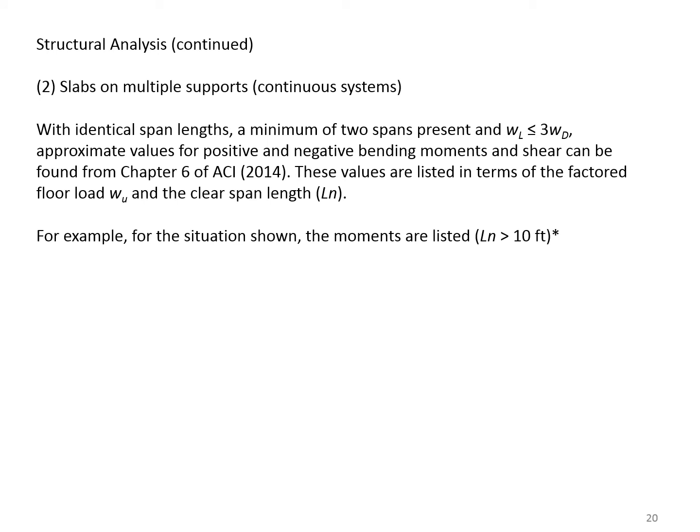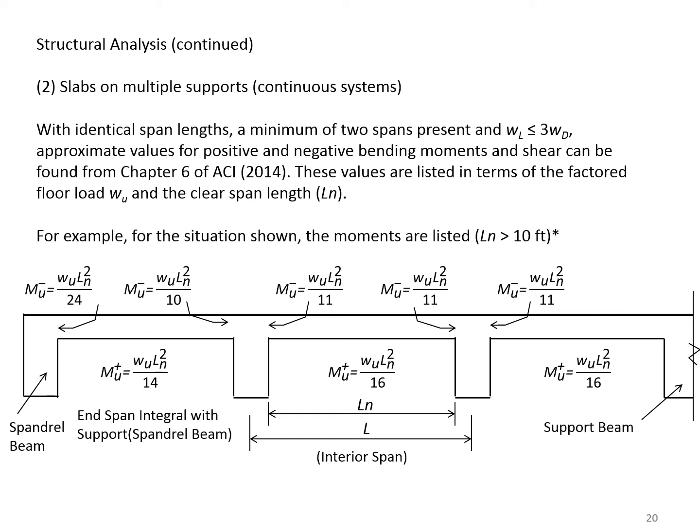For example, for the situation shown, the moments are listed, and this is for a case of Ln larger than 10 feet. In this case, there is a spandrel beam on the exterior of the floor system, and there are interior beams providing support for the slab. This is a monolithic system. The slab is integral with the supporting beams.